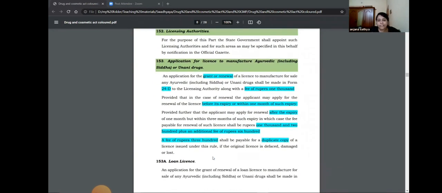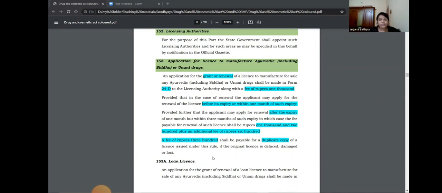And when the renewal has to be done, it must be before the expiry. If it crosses the expiry date, within 1 month of expiry you have to renew. Or if it crosses 1 month but is within 3 months, you can apply for the renewal of the license, but you have to pay 1200 as an additional fee. So it is a late fee. It must be within 3 months after the expiry.